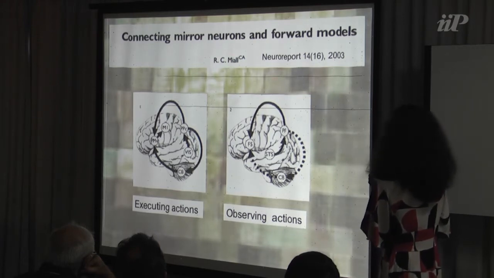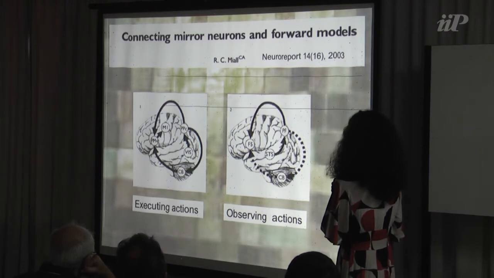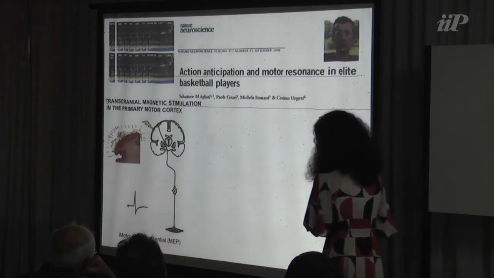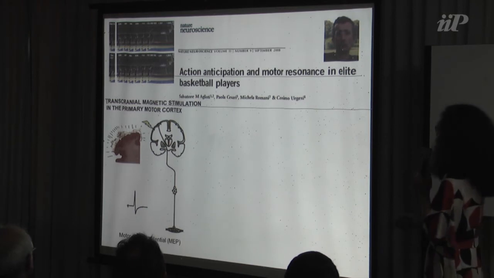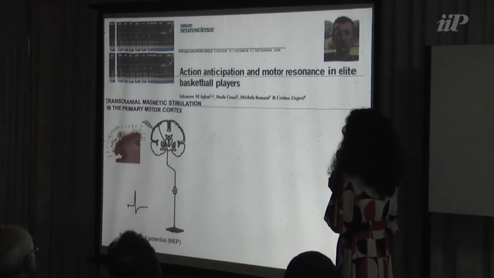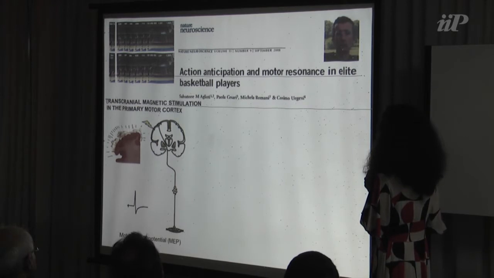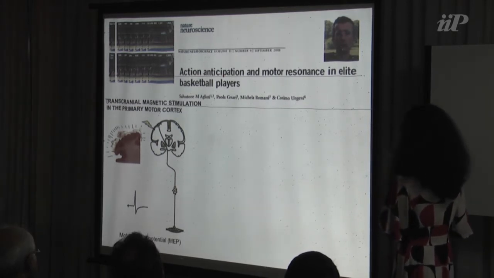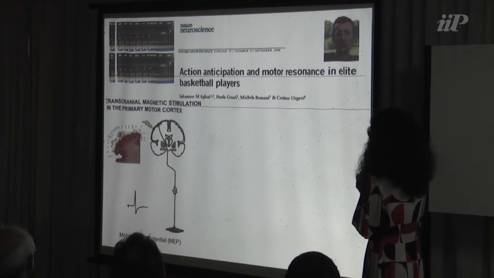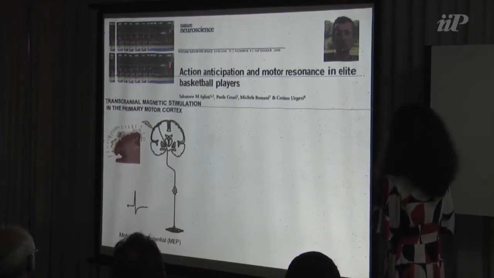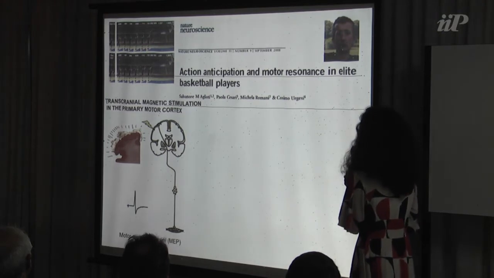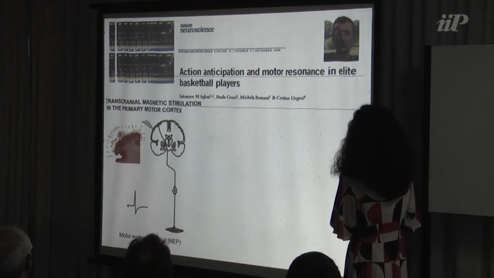This is not that new. Chris Miall made a nice review about this topic in 2003. But at that point, there was little experimental evidence that it should be the case. One of the papers that is very interesting and very powerfully shows that this brain circuit is able to anticipate actions, and that forward models could be important to this process, was done by Aglioti and collaborators in 2008.